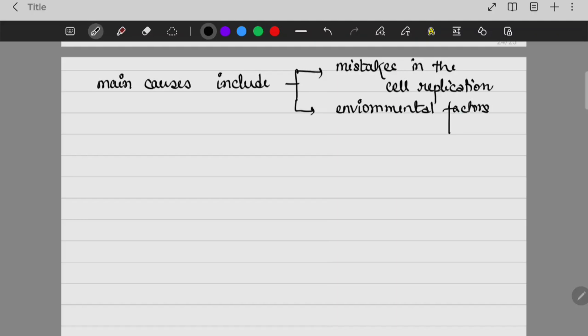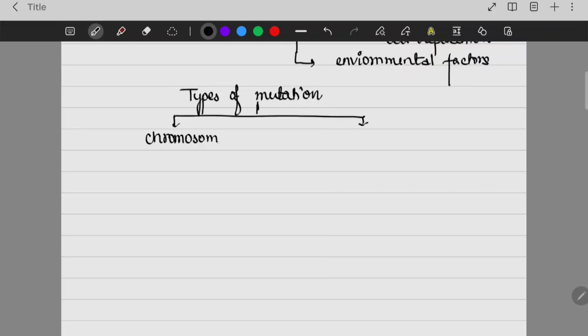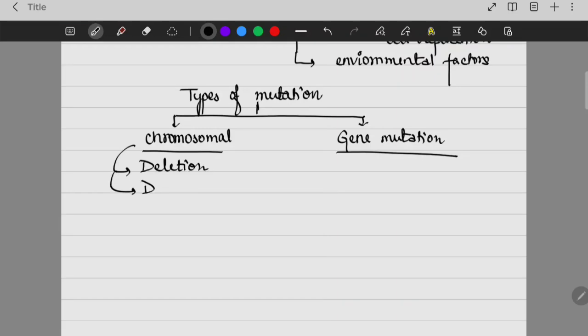Now, there are different types of mutations present. Mutations are divided into two parts: one is the chromosomal mutation and another one is the gene mutation. Under chromosomal mutation, there are four types: first one, deletion; second one, duplication; third one, translocation; and the last one, inversion.